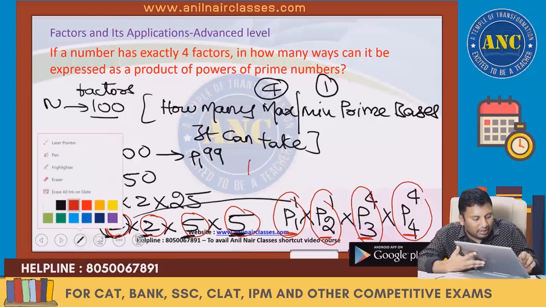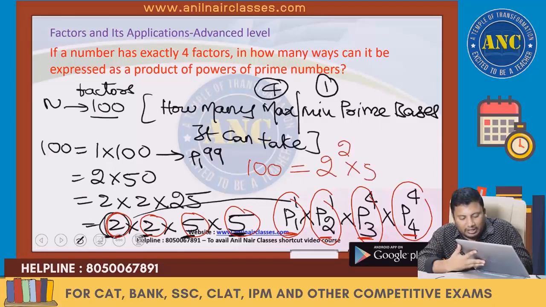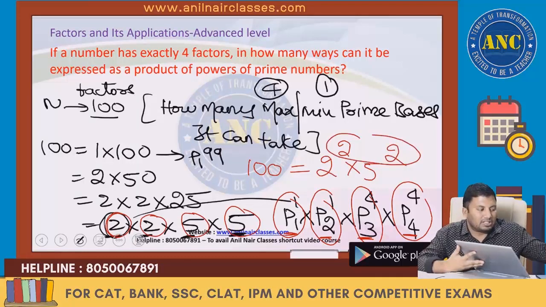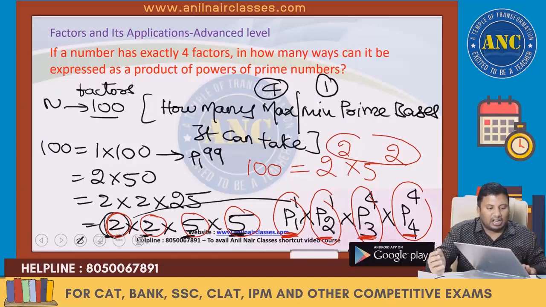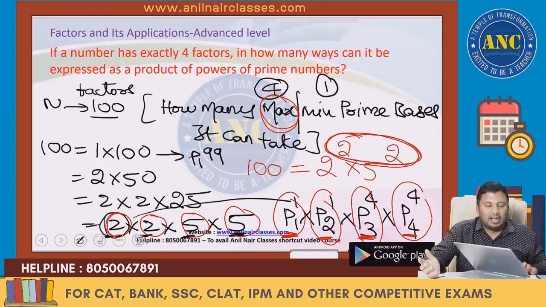100 is nothing but 2 square into 5 square. What is the sum of the powers? 2 plus 2, it is 4. How many did I get? 4. Let us check whether it is right or wrong. I just did the sum of the powers. The sum of the powers is nothing but the maximum prime bases.